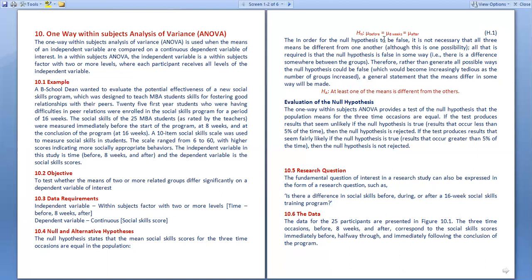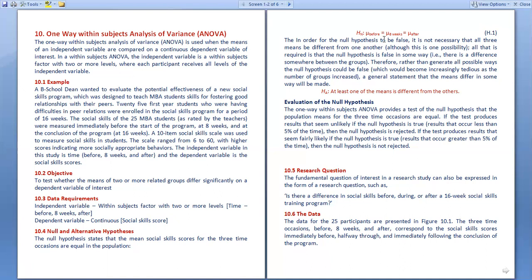So this is a 16-week program, and the dean of the school who is conducting the study has selected 25 MBA students for that, the first year students. So we have 25 MBA first year students being selected. That is what the sample is. And what we are doing is we are trying to find out or measure the social skills score of students for this 16 weeks at 3 points.